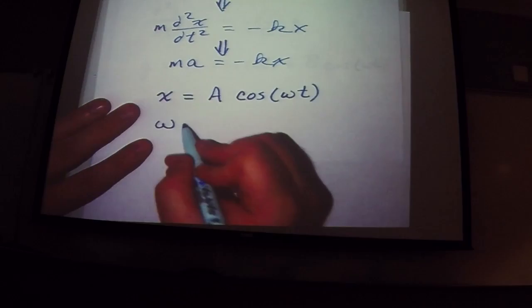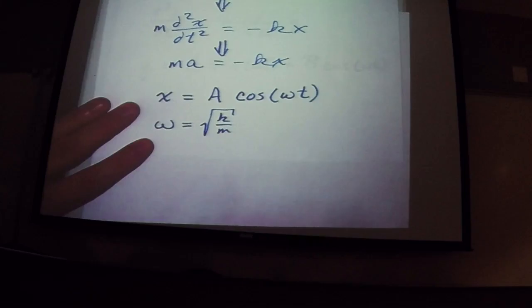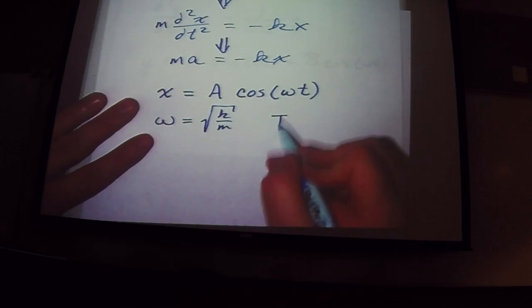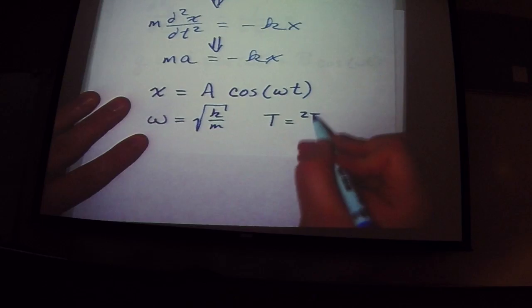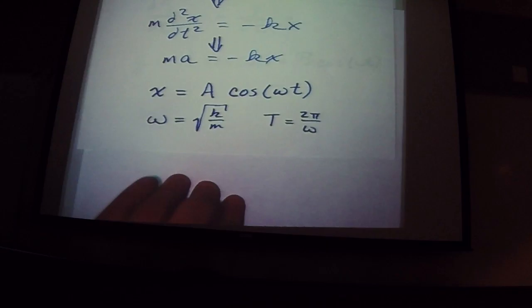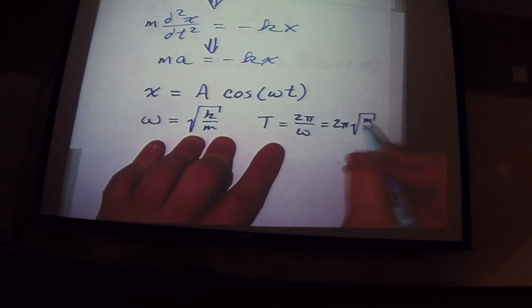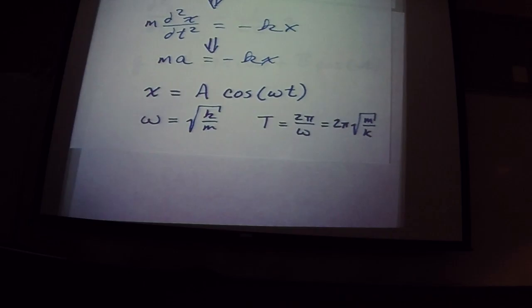Over here, we would have the omega, which is the angular frequency of this. Angular frequency is the square root of k over m. This, by the way, gives you the period, which is equal to 2 pi divided by omega. So in other words, the period of the oscillation of the spring is equal to 2 pi times the square root of m over k.